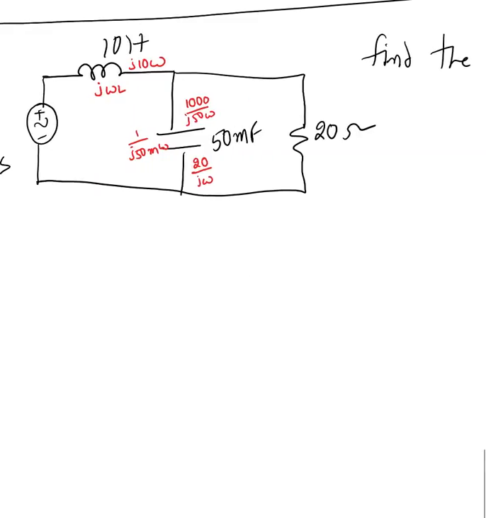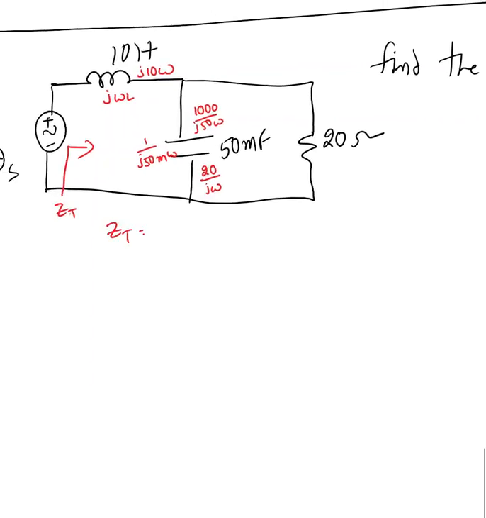Okay, now to find the resonant frequency, what we need to do, we need to find the total impedance from the source point of view. So looking at the circuit from the source point of view, find the Z total. Once you find the Z total, find out the imaginary quantity and make the imaginary quantity equal to 0.